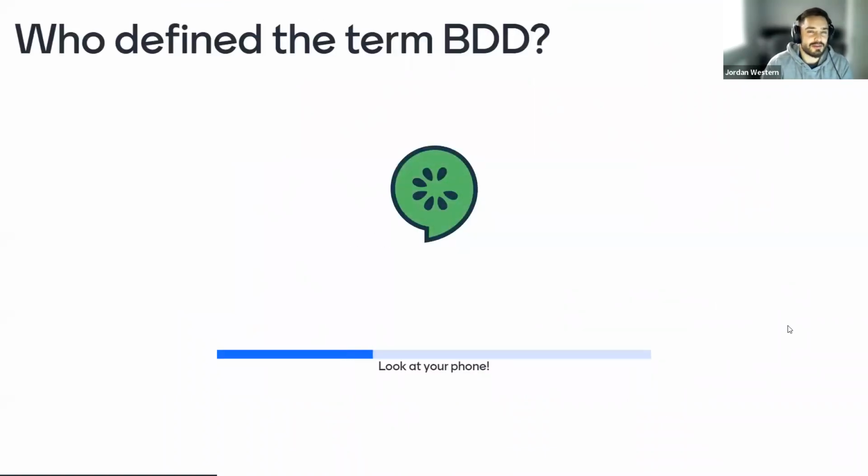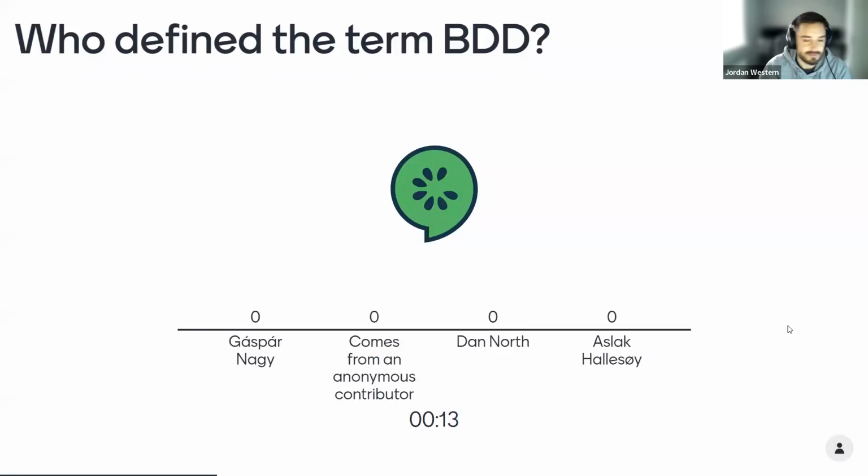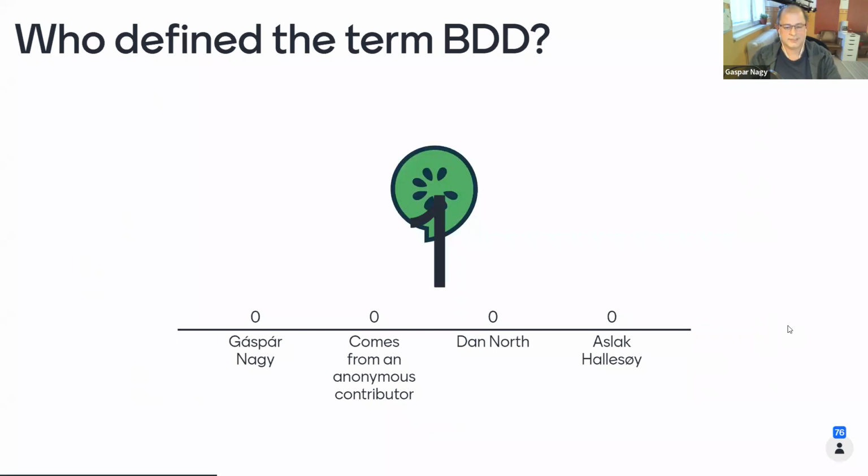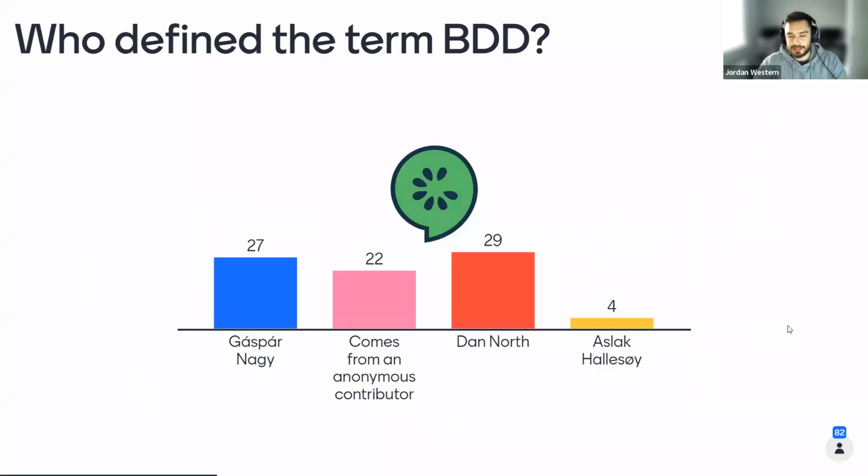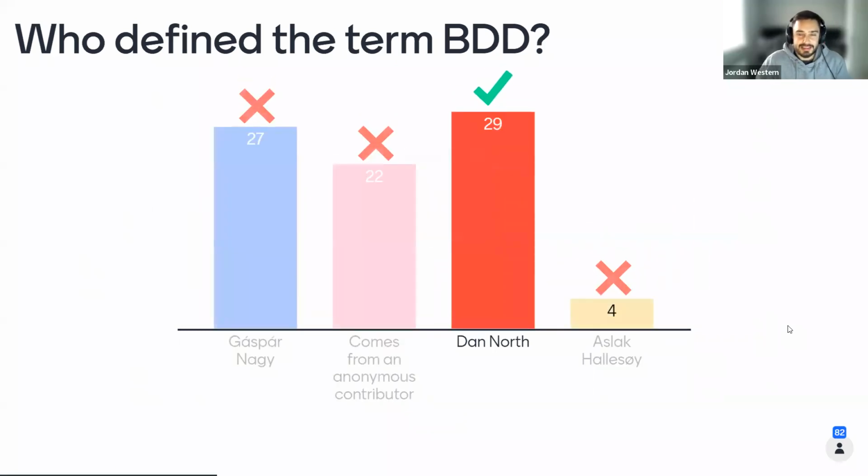So first question: who defined the term BDD? So we have the man Gáspár himself. Comes from an anonymous contributor, Dan North, or as like Helsoy, is it? Helsoy. There we go. Cool. Time's up. So 29 of you got that one right. It's so nice, there's so many people thought that it was me. Thank you so much. Unfortunately, it wasn't me, but Dan did that great job.